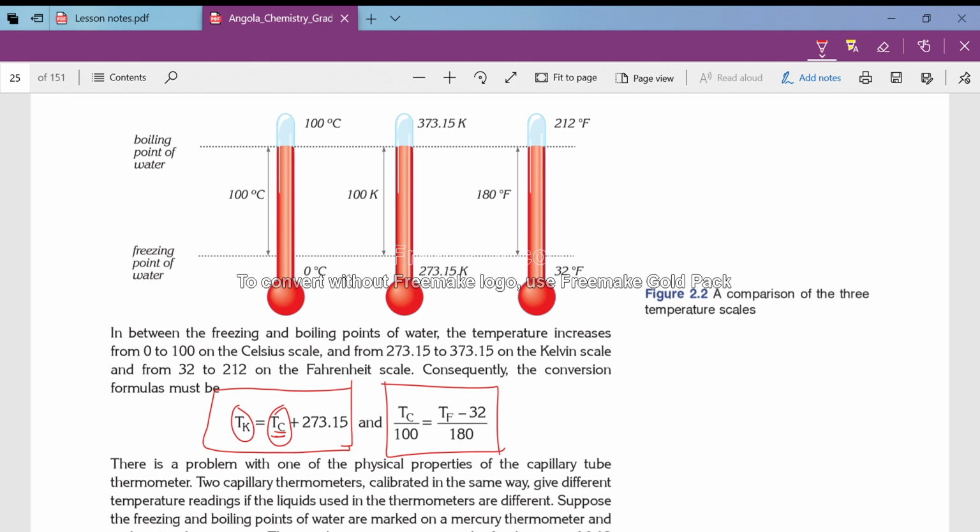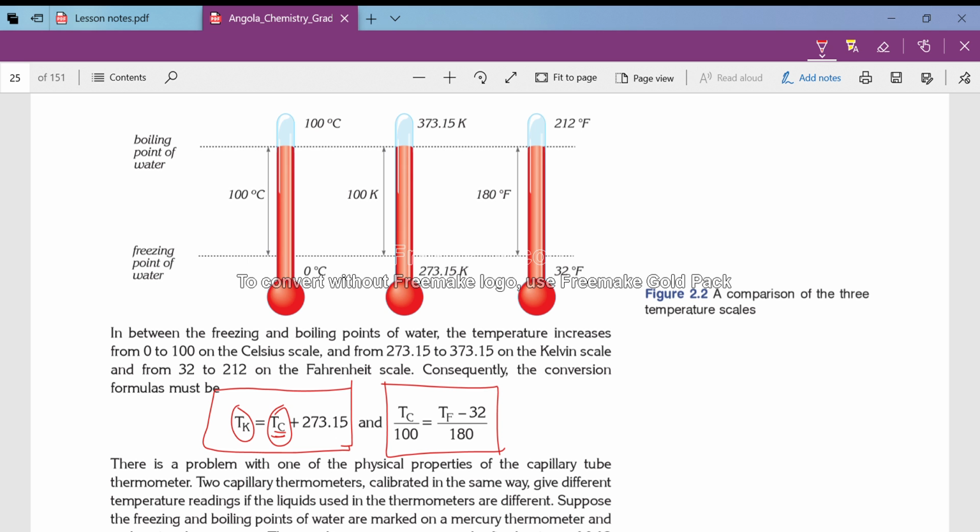So today we will continue with our study on temperature, and today we will learn how to convert from degrees Celsius to degrees Fahrenheit, from degrees Fahrenheit to degrees Celsius, from degrees Fahrenheit to Kelvin, from Kelvin to degrees Fahrenheit. Okay?